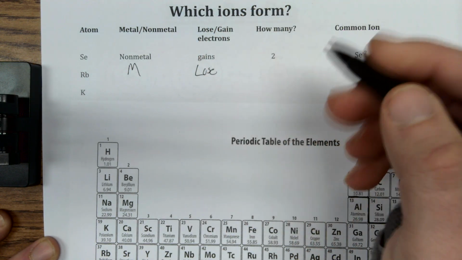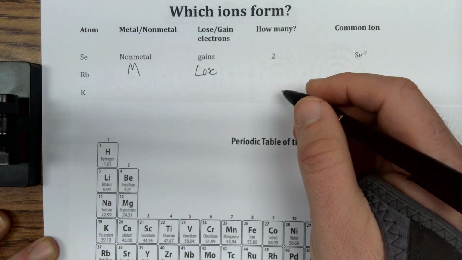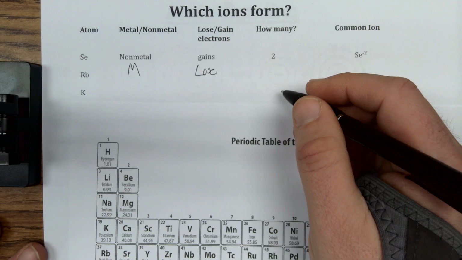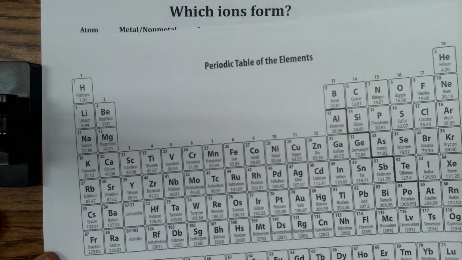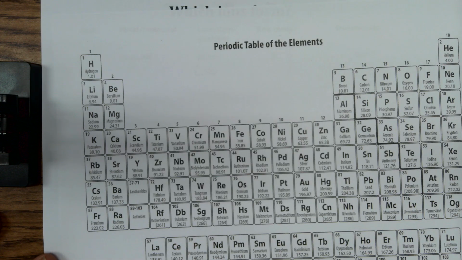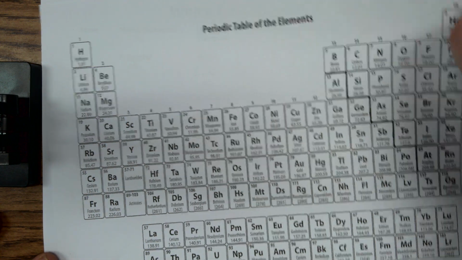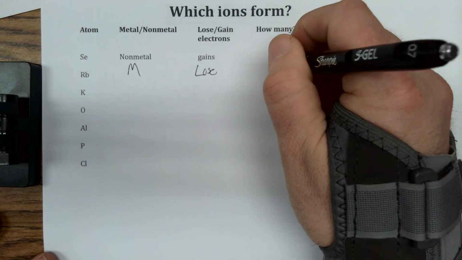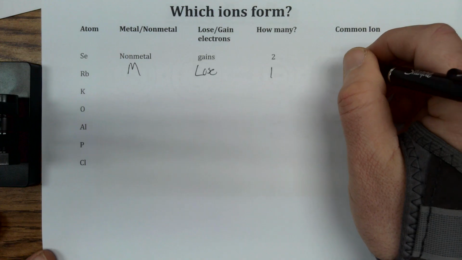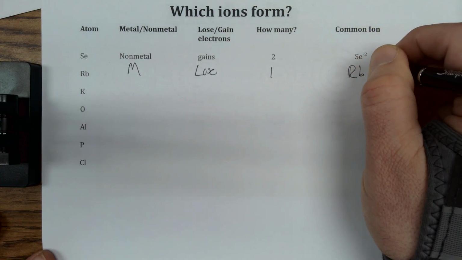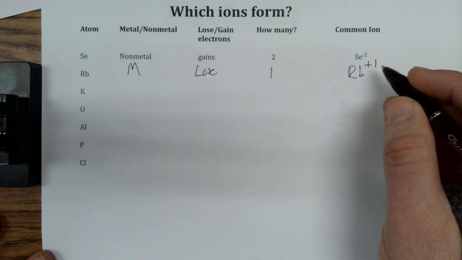How many electrons is rubidium going to lose? 1. Rubidium is number 37 on the periodic table, right? So if I take my periodic table, I see it's in group 1. That means it has 1 valence electron. It only has 1 electron to lose. So what's its common ion then? Rb what? Plus what? 1. Now, we'll see it as Rb plus 1.